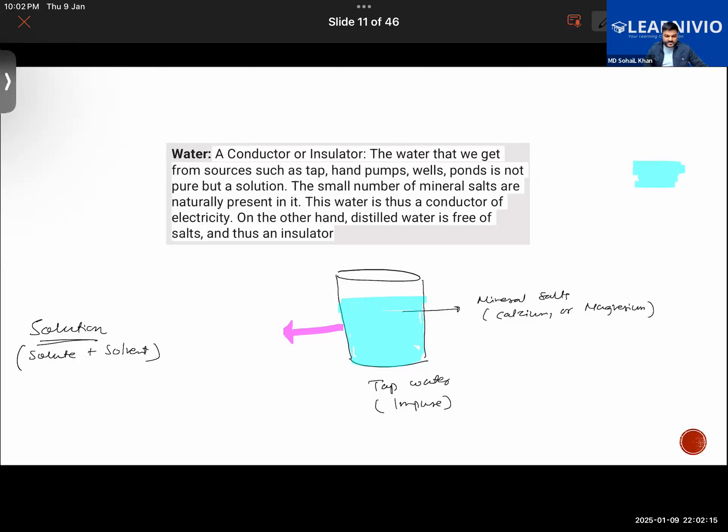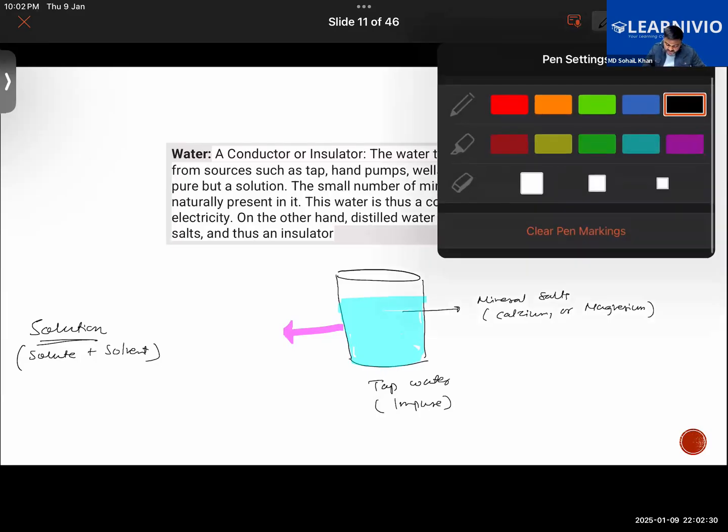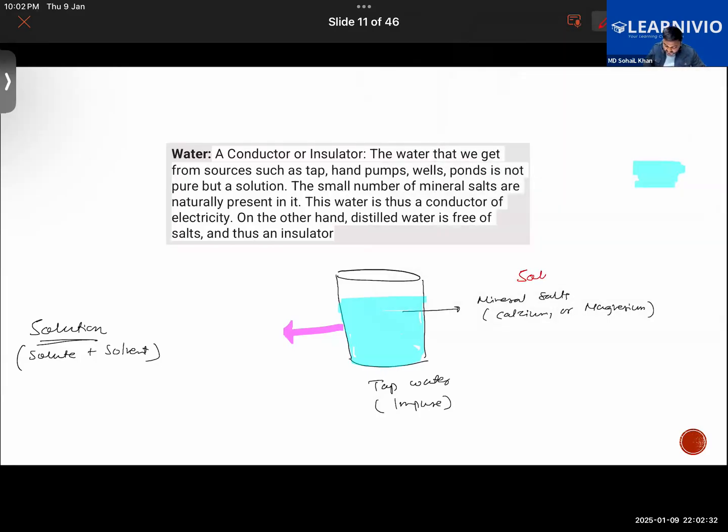The substance that is present in lesser quantity, that is called the solute. So which one is the solute here? The water or the mineral salts? Mineral salts, no? So thereby it has some solute in it. This is the solute. And the water itself is present in the major quantity, in the larger quantity. So thereby the water is the solvent here. Getting it, everyone, so far?